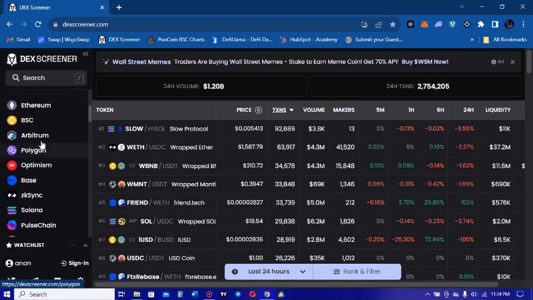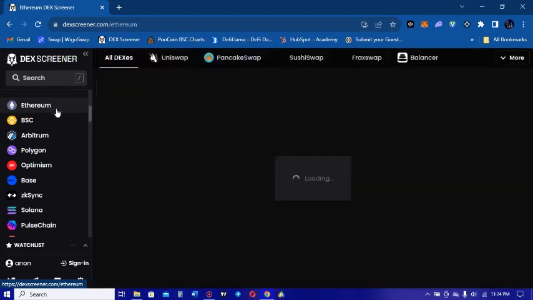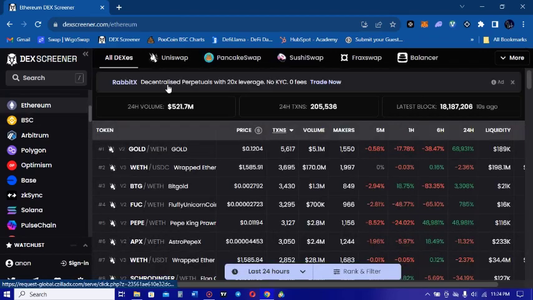So coming down, you'll start to see all the blockchains that are provided for on Dexscreener. So what do I mean? I mean that you can click on a particular blockchain and all the tokens that are traded, all the pairs being traded on that particular blockchain will appear.